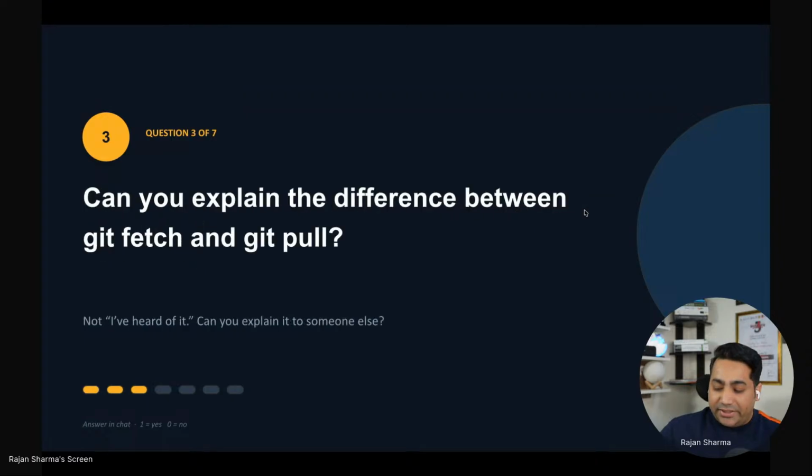The next question is: can you explain the difference between git fetch and git pull? Now, this is again a very interesting question. I'm sure a lot of people already know about that, or maybe there's a situation where we never heard of it. Git is a tool which is very well known, but people's information about how it actually works is very limited.